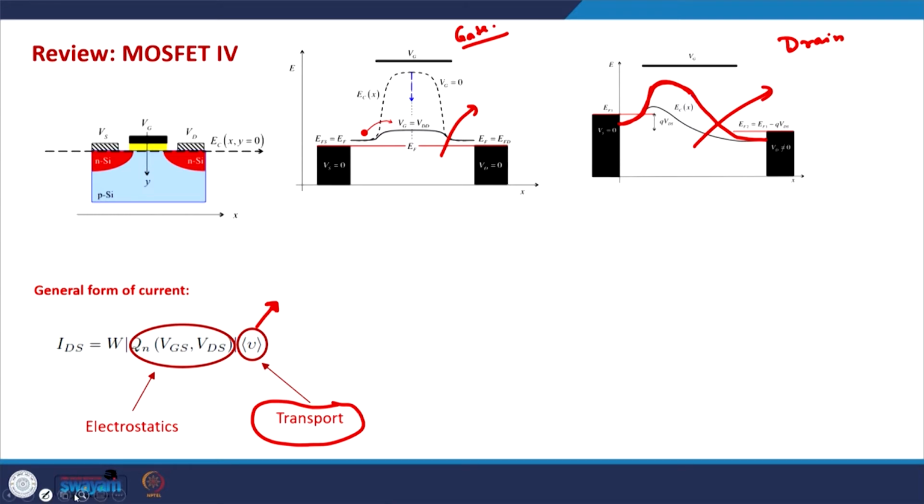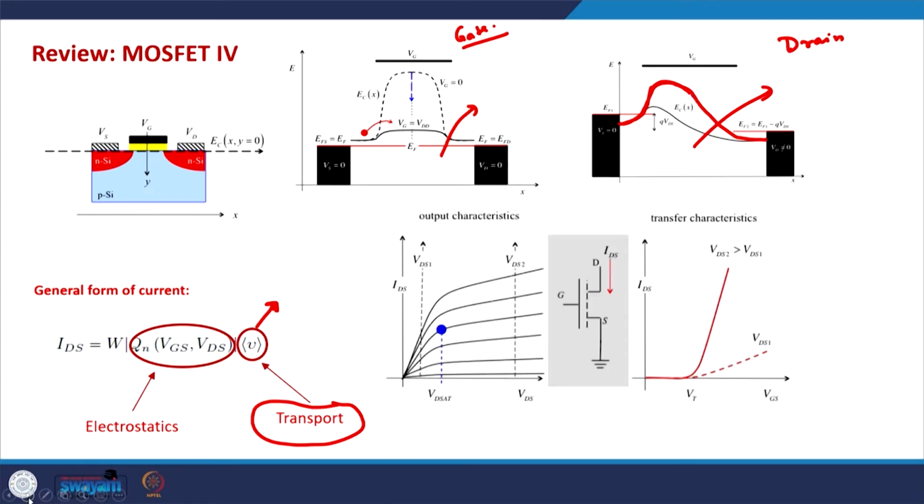After this we saw that the IV characteristics of the MOSFET are generally divided into two types. One is the output characteristics, which is essentially the relationship between the output current, the drain source current, and the drain source voltage. IDS versus VDS is the output characteristics of the MOSFET, and IDS versus VGS is the transfer characteristics of the MOSFET.